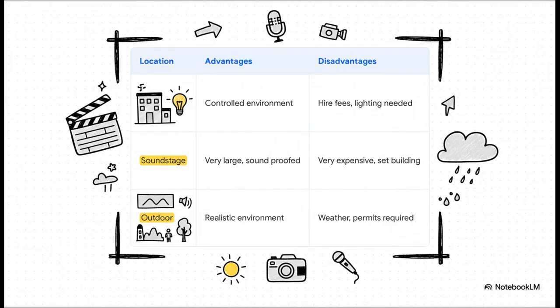And what's so great about this is that it forces you to make the tough, practical decisions right up front. As soon as you sketch out a scene, you have to ask yourself, okay, where are we going to shoot this? A studio gives you tons of control, but it costs a lot. Outdoors looks realistic, but the weather could ruin everything. The storyboard puts all those pros and cons right in front of you from day one.